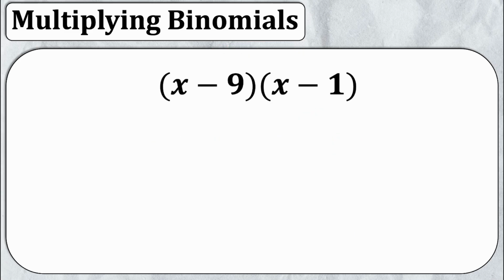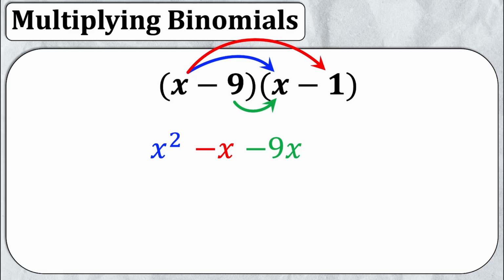Here we have x minus 9 times x minus 1. The first multiplication we do is x times x, which gives us x squared. Then we do the outside terms, so x times negative 1, which is just negative x. You could also write this as negative 1x if you'd like. Then we do the inside terms, so negative 9 times x, which is negative 9x. And finally, we do those last two terms, which is negative 9 times negative 1. And of course, that will multiply to positive 9.